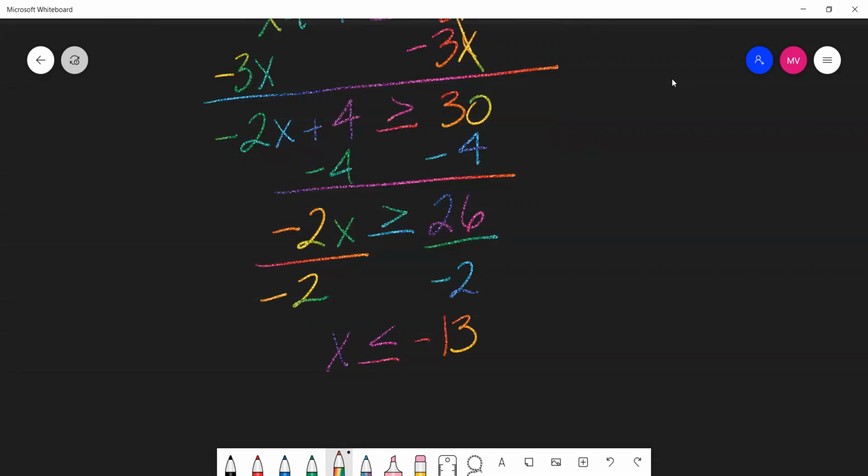All right, so everybody saw what we did. We divided both sides by -2. Just like when we multiply, if we divide or multiply by a negative number, we must flip our inequality.